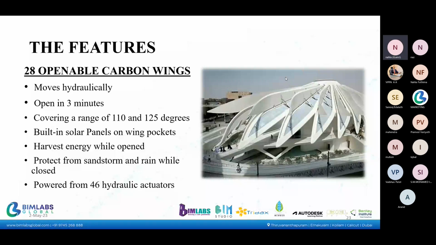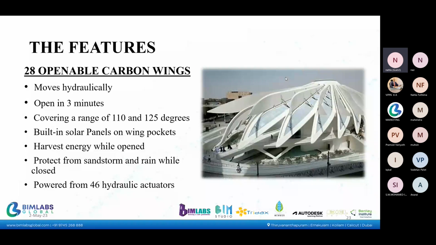Speaking about it technically, it is activated by using 46 hydraulic actuators. These 46 hydraulic actuators activate the rotation of these wings. The hydraulic actuators function as pistons. When the hydraulic oil is pushed through these actuators, they extend, resulting in the opening of the wings to their full capacity. So this is the mechanism behind the opening of these wings.